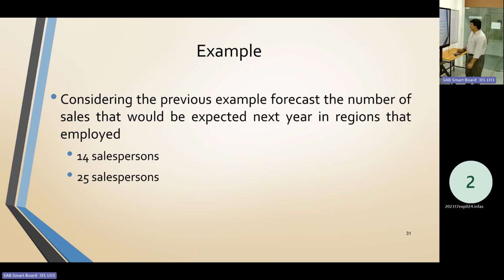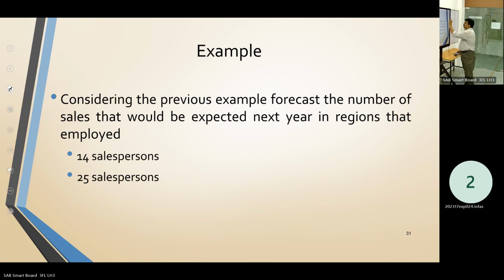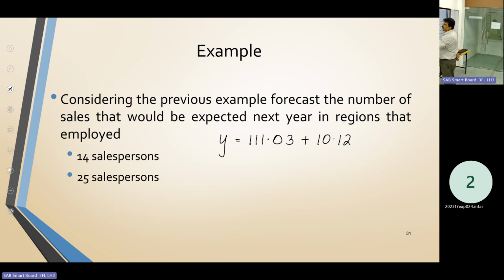So we have the model. Using the model, we substitute and check the value. Y equals 111.03 plus 10.12 x plus the error term. When you forecast, you drop that error term. You assume that the error is 0.